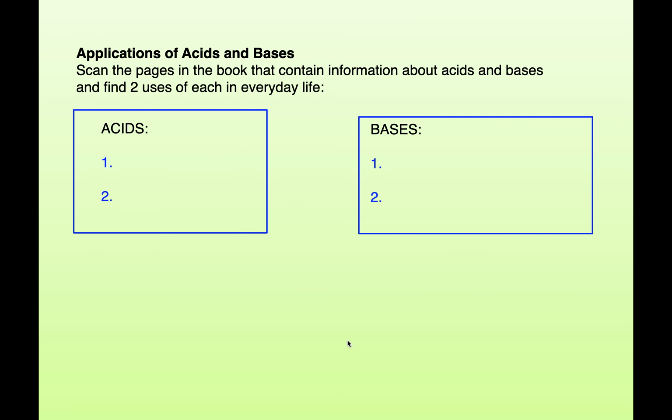Okay, the applications of acids and bases. Now this is something you should have a look at. So have a look in the book, find the pages that contain information about these and try and find 2 uses of acids and bases in everyday life. You'll need these for exams. Right, I'll give you a couple. Vinegar obviously is in many things. It's in the kitchen, it's used to preserve food. And in car batteries, we use sulfuric acid. Vinegar is ethanoic acid. And in car batteries, it's sulfuric acid.